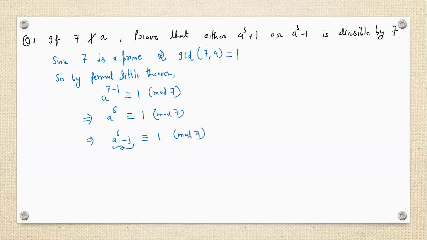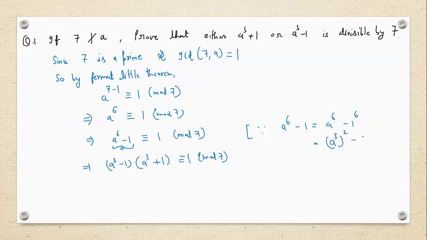Then can I use the formula of a square minus b square, that is (a^3 - 1)(a^3 + 1) is congruent to 0 mod 7. Why? Because I have used here a to the power 6 minus 1 can be written as a^3 squared minus 1 to the power 2, which can be explained as a square minus b square, that is (a^3 - 1)(a^3 + 1), this one.